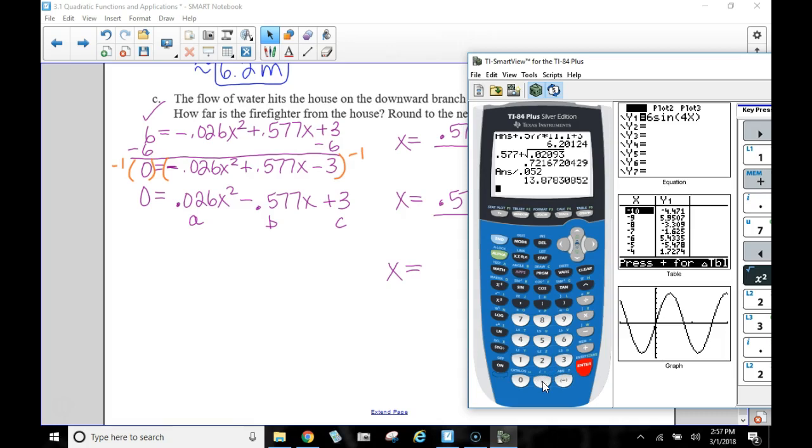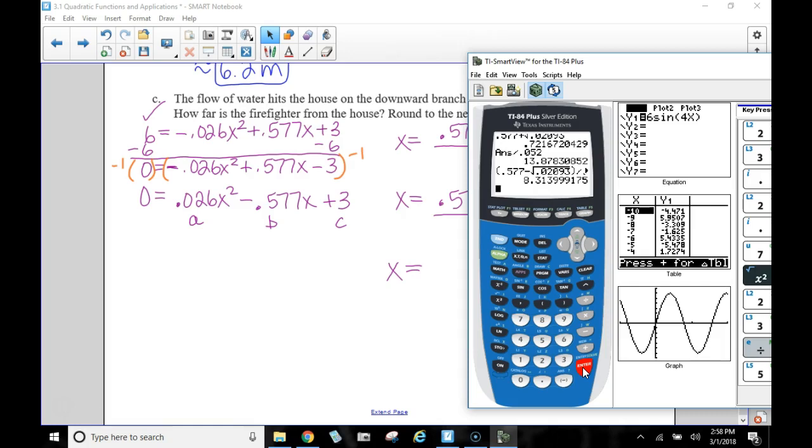The other answer, let me put parentheses here and do the whole thing at once, 0.577 minus the square root of 0.02093. I'm going to cursor out of that, hit that. That's the numerator divided by 0.052. That other answer for x of 8.3 is the other meters away that the height is at 6 meters.